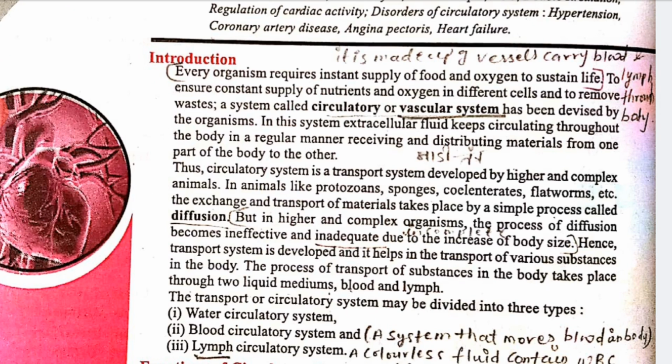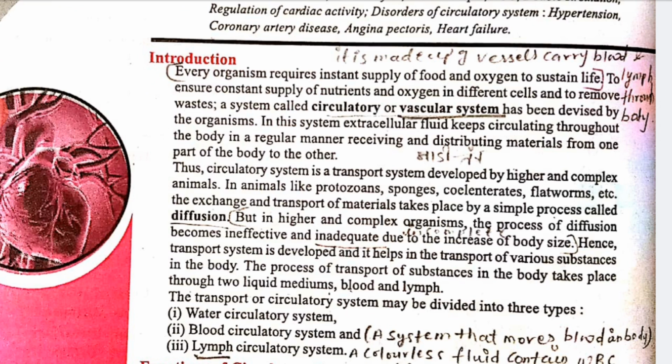Yes, as you all know, every organism requires an instant supply of food and oxygen to sustain its life. So, to ensure a constant supply of nutrients and oxygen to different cells and to remove the waste, a system called the circulatory or vascular system has been devised by the organisms. Now, what happens in this system?